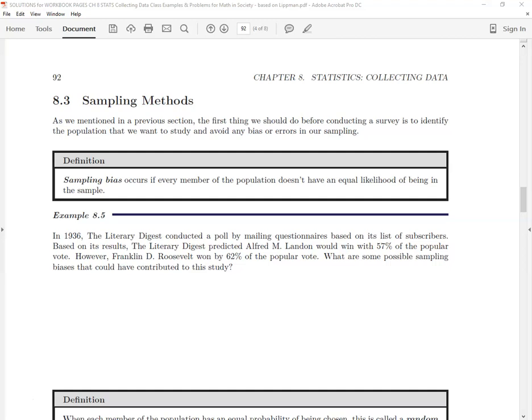I'll go over a few concepts here first. So we're looking at sampling methods. The first thing we should do before conducting the survey is to identify the population. We want to really try to avoid any bias or errors in our sampling. Sampling bias occurs if every member of the population does not have an equal likelihood of being in the sample.